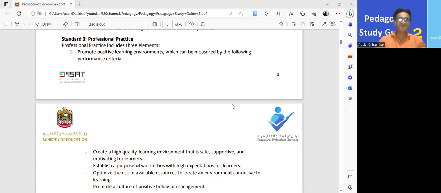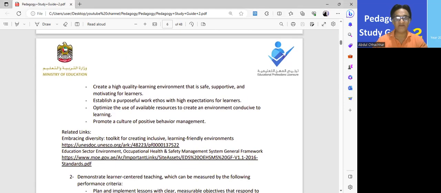Let's talk about it. The positive learning environment, how to create a positive learning environment. There are certain criteria for that, okay? So for the positive learning environment, it should be a safe environment. Safety, health and safety, you have a particular department for that, okay? So when you're in the classroom, you have to be careful about the safety of children.